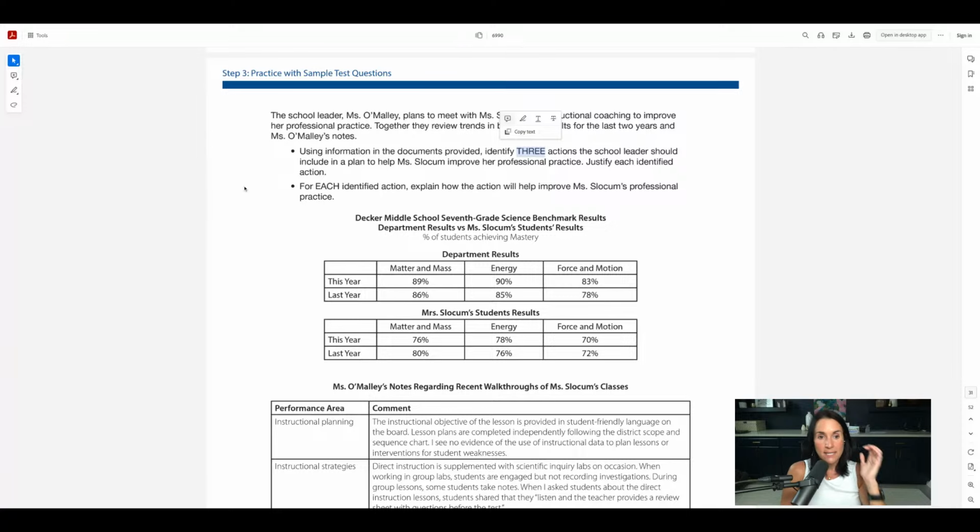All right. And then it says for each identified action, explain how the action will help improve Ms. Slocum's professional practice. Well, that's easy. You just include that in the paragraphs. Just do a quick sentence that says, because it will help her, blah, blah, blah. You just have to make sure you include that. We're going to be specific about the 3 things we're going to use. And then we're going to say why we're using it and why it will help her. And it's just going to beef up the paragraphs a little bit. All right.